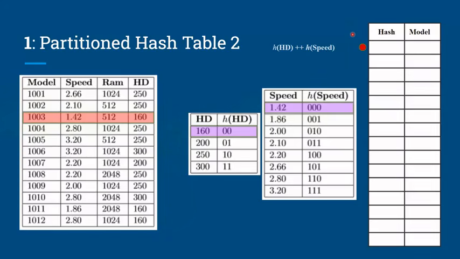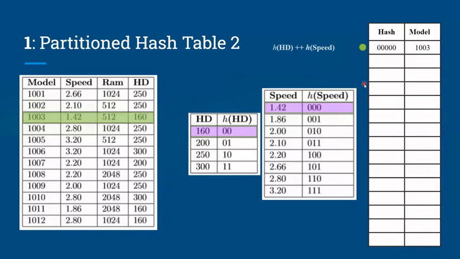So first off, we would search for an entry which has 160 HD and 1.42 speed. And we can see here that this first entry right there is the model 1003. So accordingly, we would have 00 corresponding to the hash value of 160 and 000 corresponding to the hash value of 1.42. So 00000 would be the hash, and the model corresponding to this one is 1003.